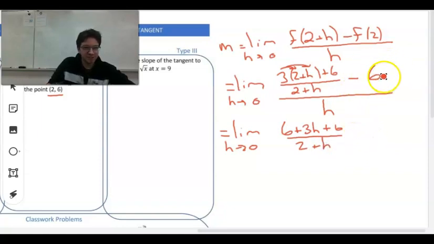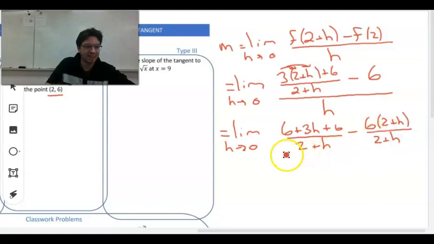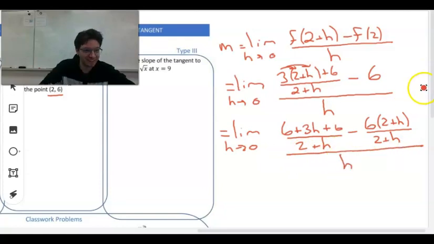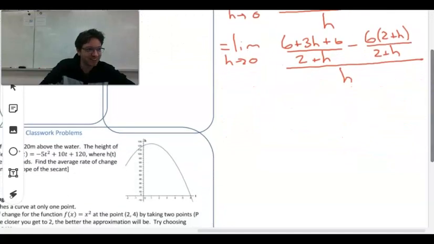And what I'm going to do is turn this 6 into a fraction which has the same denominator. To do that, I'll have to multiply the numerator by the same thing. So I'm going to have 6 times 2 plus h, all over 2 plus h. And all of that is all over h. We're having fun now, aren't we? All right, let's continue working with this.